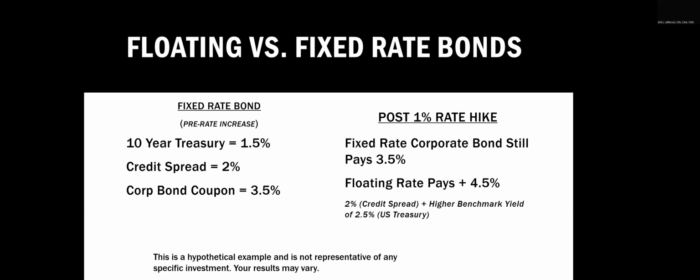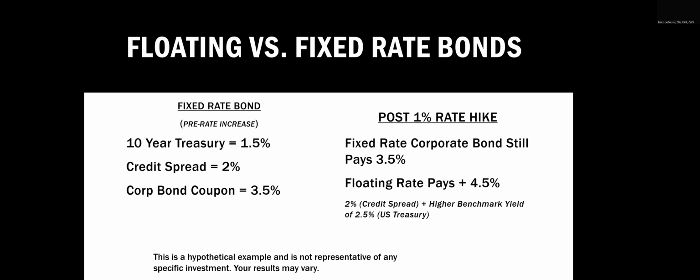And to illustrate that point, I want to go back to the corporate bond we discussed a minute ago. If you have a fixed rate bond, again, with the US 10-year Treasury at 1.5% and a corporate spread of 2%, that bond that you bought has a fair market yield of 3.5%. In a post 1% rate hike environment, you still own that bond yielding 3.5%. The fair market yield, though, is 4.5%. Not surprisingly, the value of your bond comes under pressure.